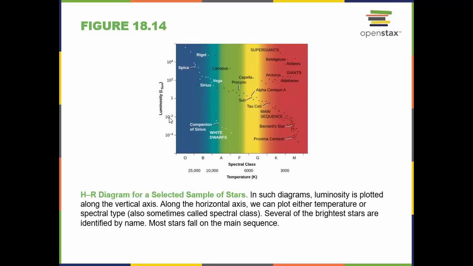So in such diagrams, the luminosity is plotted along the vertical axis, and along the horizontal axis we can plot either temperature or spectral type, also sometimes called the spectral class. Several of the brightest stars are identified by name, and most stars fall along this main sequence. It's not a straight line, but it gives us an idea of what happens as the temperature increases.